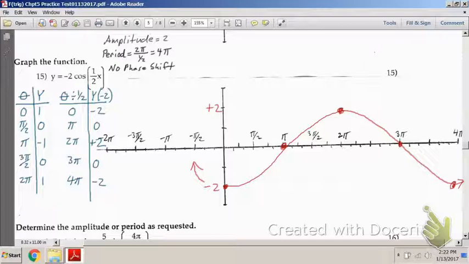Notice this is a curve. This is not an upside down V. I don't like that, and I will take off points for it.